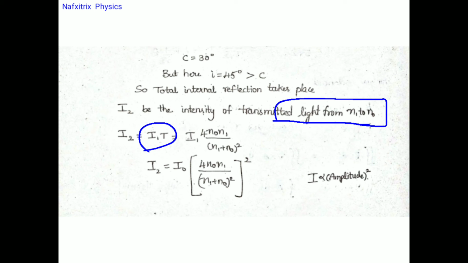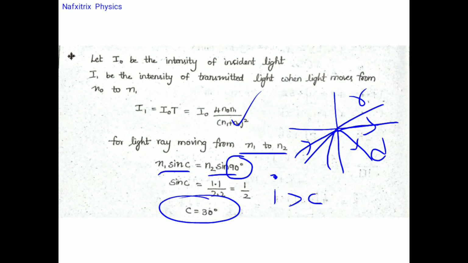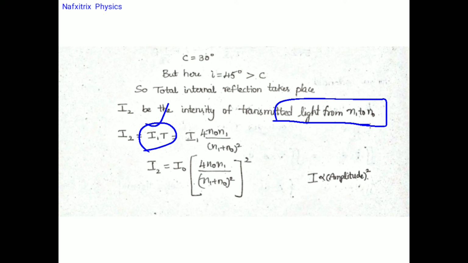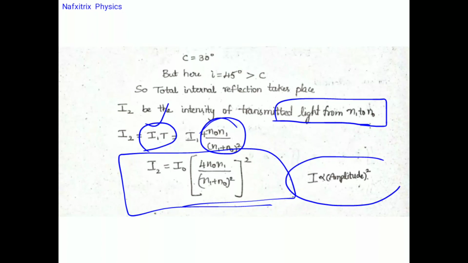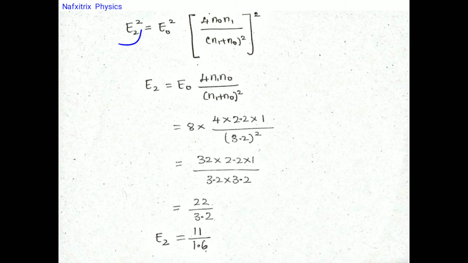And the formula for this is I1 into the transmission coefficient. So I1 into 4 N0 N1 divided by N1 plus N0 whole square. And we know I1 from this formula, I0 into 4 N0 N1 divided by N1 plus N0 whole square. So if we substitute that, already 4 N0 N1 is there, again another 4 N0 N1, so it would get squared. So finally this is the intensity of light coming out, and we know that intensity is proportional to amplitude square. So amplitude square means amplitude of electric field square.